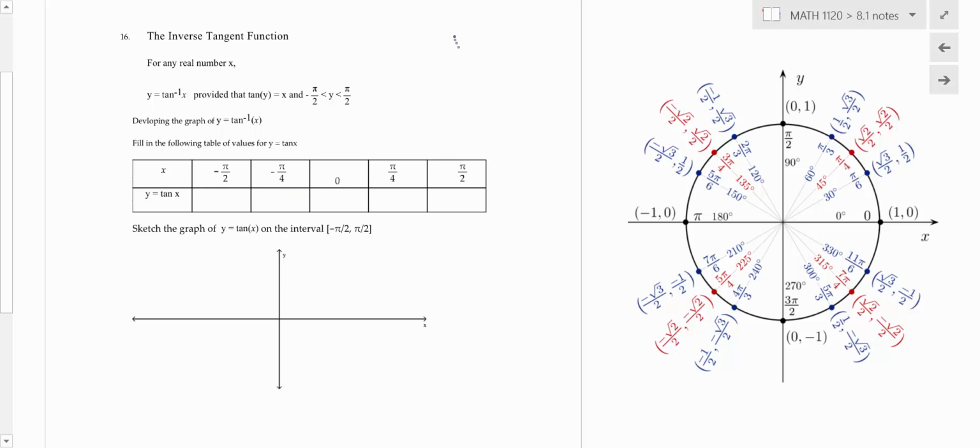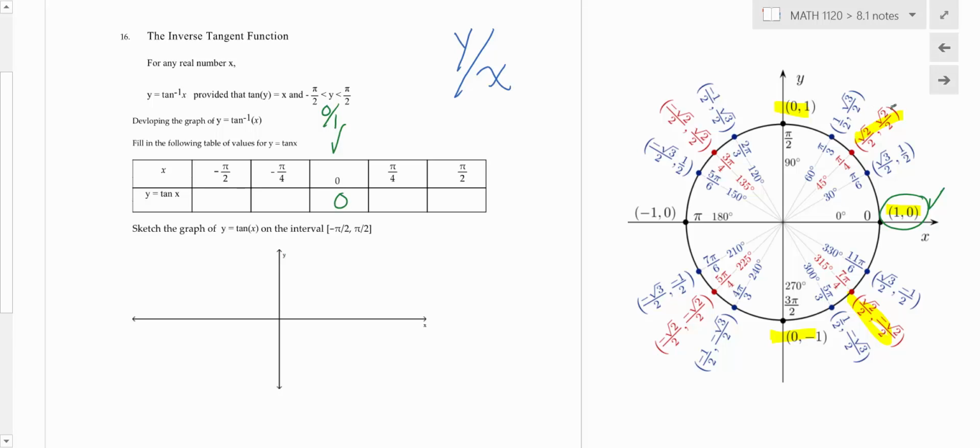Okay, so we know the tangent's y over x. So we're going to go around the unit circle looking at 0, pi over 4, up to pi over 2. Then we're going to do the negative ones also. So we're just going to do y over x all the way around like this. Okay, you can do this in your head. So at 0, what's the value of the tangent right there since it's y over x? 0, right? The tangent of 0 is 0.